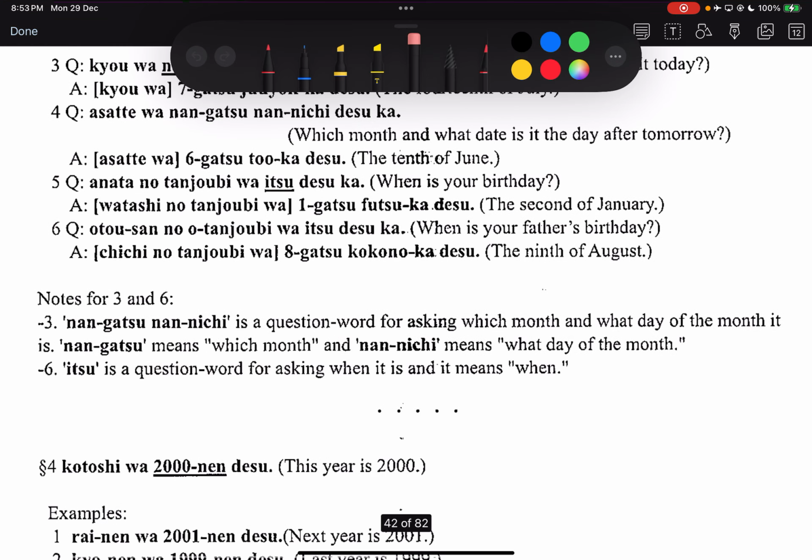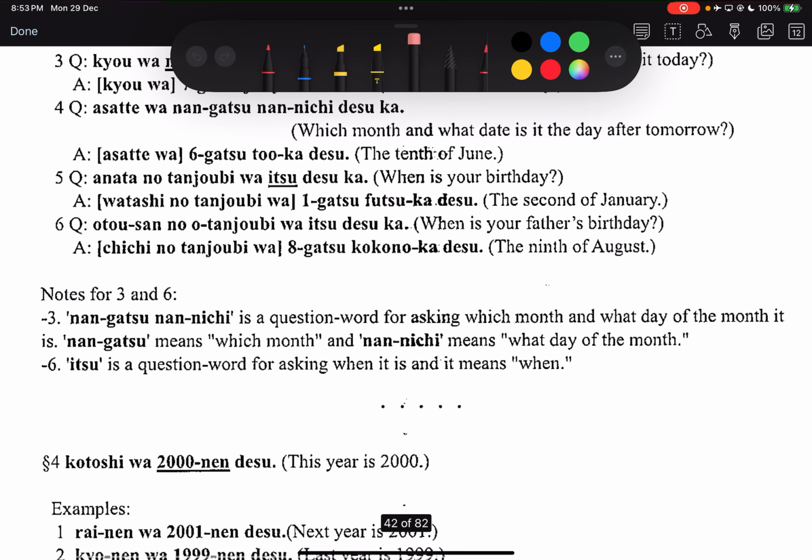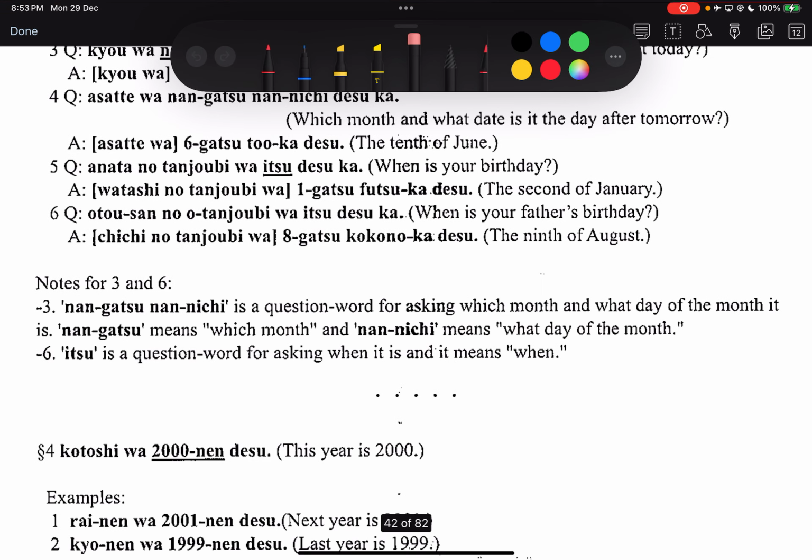So number 6, お父さんのお誕生日はいつですか. Right? Father's birthday is when? Okay, father's birthday is when? Why do you put the お there? It's polite, the お in お誕生日. Politeness. But it doesn't necessarily have to be at the front of the sentence.